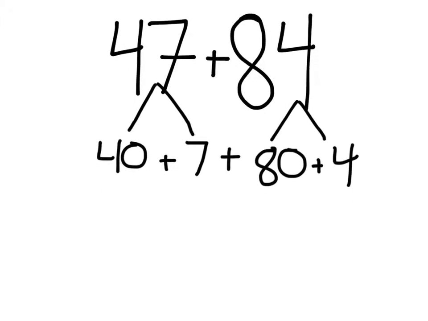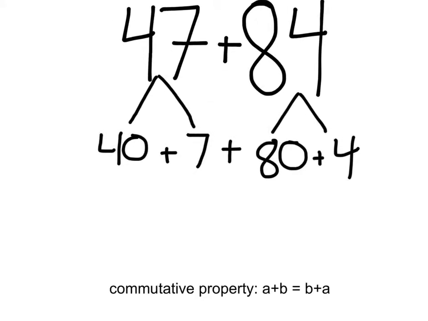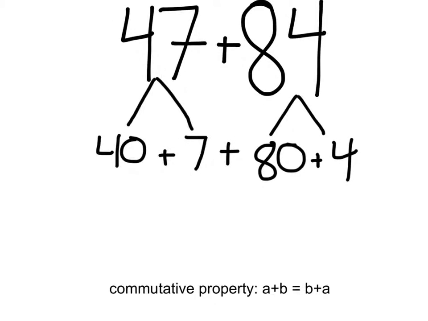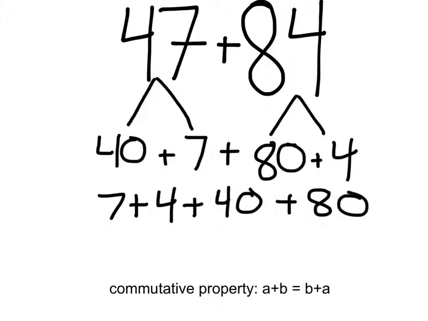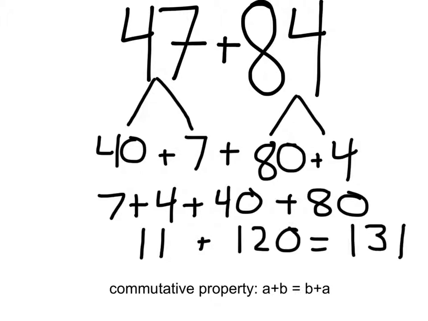The commutative property of addition says that it really doesn't matter the order in which we add a group of numbers. So I could take this problem here and switch it around to 7 plus 4 plus 40 plus 80. And then I could add my separate numbers here, and I get 7 plus 4 is 11, and 40 plus 80 is 120, which together equals 131.